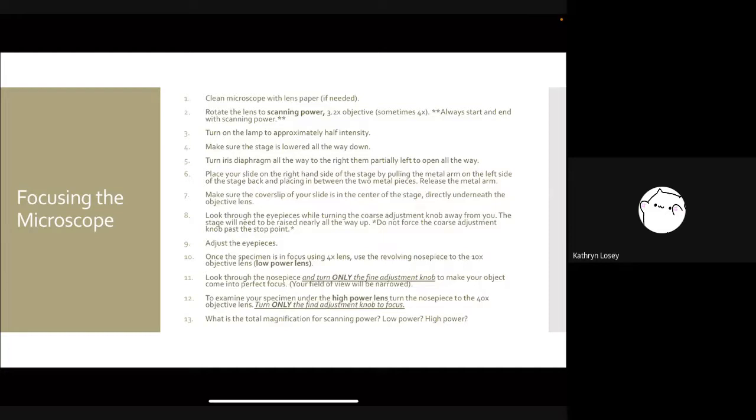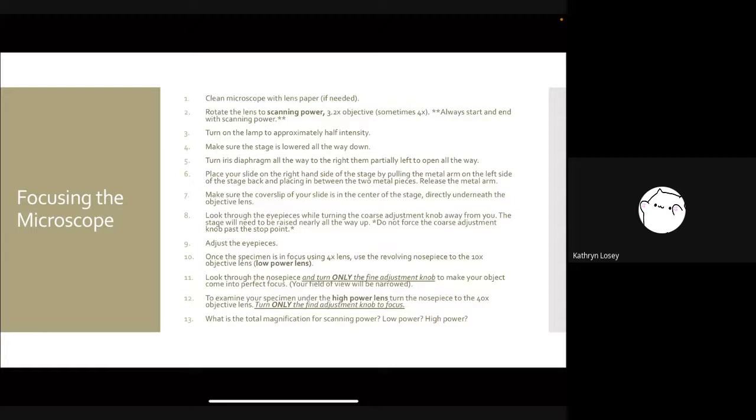And then once the specimen is in focus using the scanning power, you can use the revolving nosepiece to get to 10x or low power. At this point, you don't turn the coarse adjustment knob. You will only turn the fine adjustment knob to bring that specimen into focus. And then if you're going to examine it under high power, you're going to turn it to 40x. And again, only use the fine adjustment knob to focus.